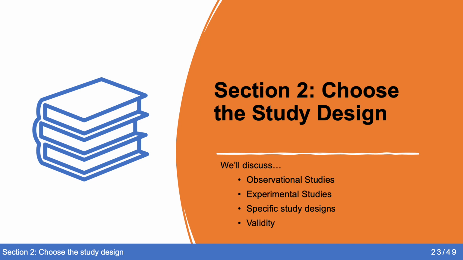Section 2. Choose the study design. In this section, we'll discuss different ways to design a study, including observational studies, experimental studies, and more. We'll also discuss a concept that's important to consider when designing a study: validity.